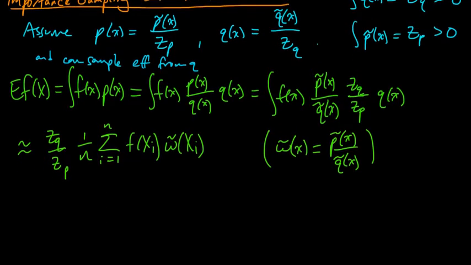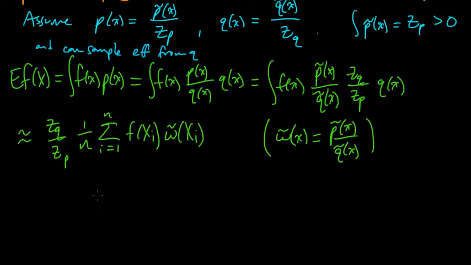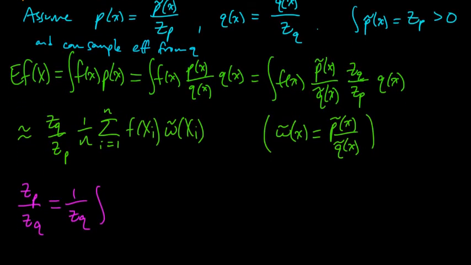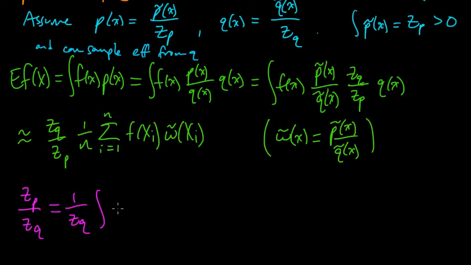Well, let's write down what it is. Maybe we can do something. Actually, let's flip it. I sort of know what's going to happen here, and it's going to be a little easier. If we do Zp over Zq, let's expand what Zp is. Zp is equal to the integral of p tilde of x dx.